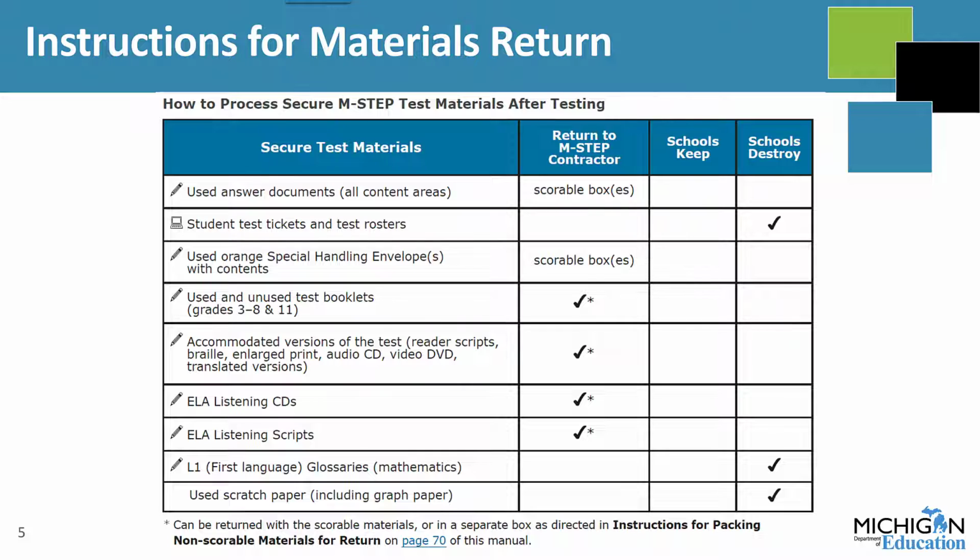That's a reason why you want to make sure that you inventory your materials when you get them. If you have anything on your packing list that's not included in your shipment, you need to let us know as soon as you get your materials. Don't wait for after testing and then you don't have what is expected to be returned. If you have any issues with your inventory, send an email to mde-oeaa@michigan.gov.